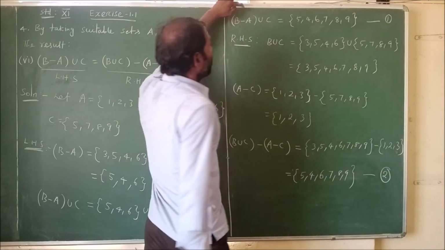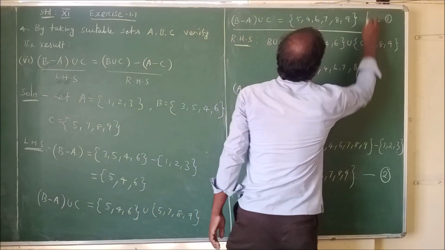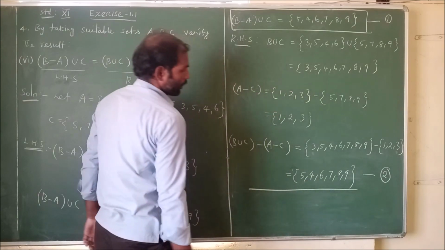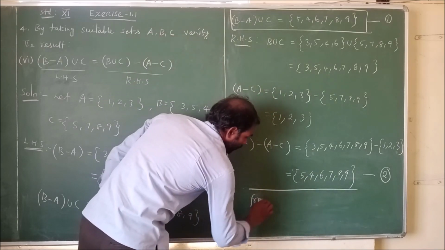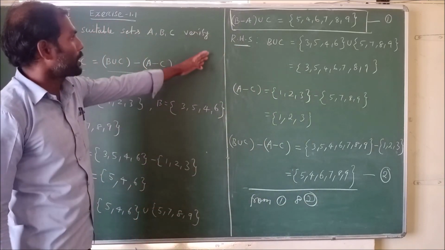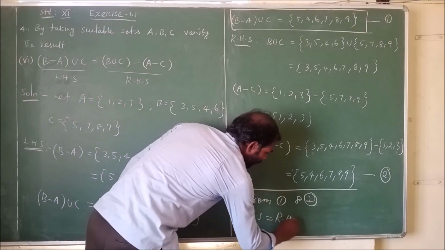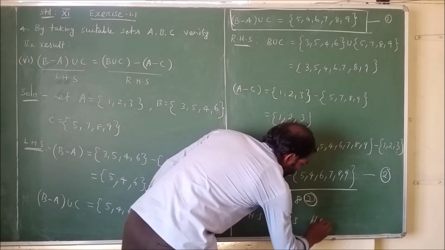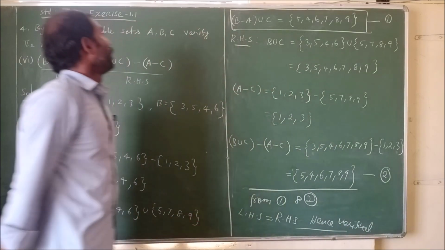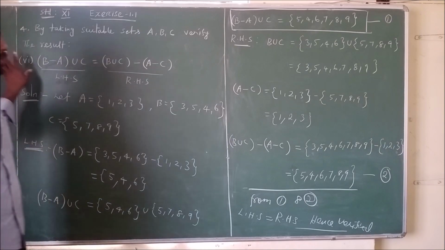From 1 and 2, compare equation 1 and 2. This one is the first equation, this one is the second. Comparing 1 and 2, LHS equals RHS. Hence verified. Subdivision 6, the fourth problem's last subdivision, is completed.